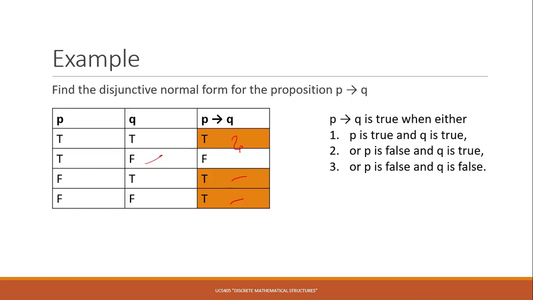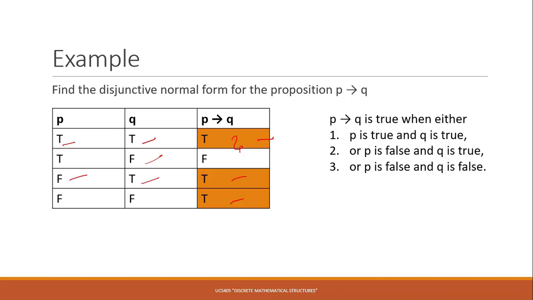So we can say P implies Q is true only when P is true and Q is true, or P is false and Q is true, or P and Q both are false. So the first min term will correspond to this row. That will be P and Q because both are true, so we will use the variables as they are. The second min term will be negation P and Q because here P is false. Similarly, the third min term will be negation P and negation Q.